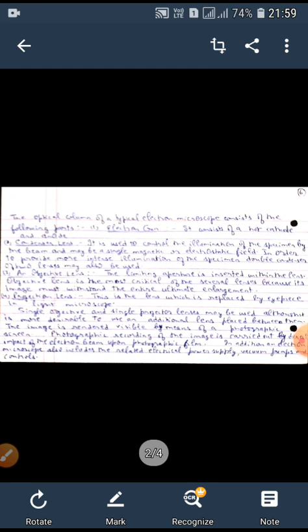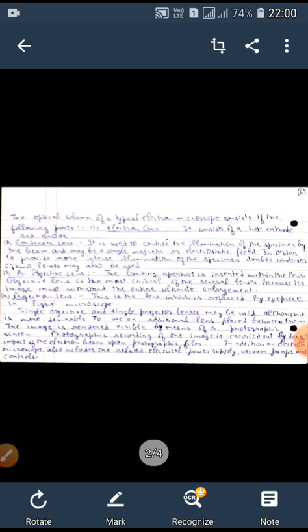The third part is the objective lens. Now the limiting aperture is inserted within this lens. The objective lens is the most critical of the several lenses used in electron microscopy because its image must withstand the entire ultimate enlargement. The next type of lens used is the projection lens. Now this is the lens which is replaced by the eyepiece in a light microscope.